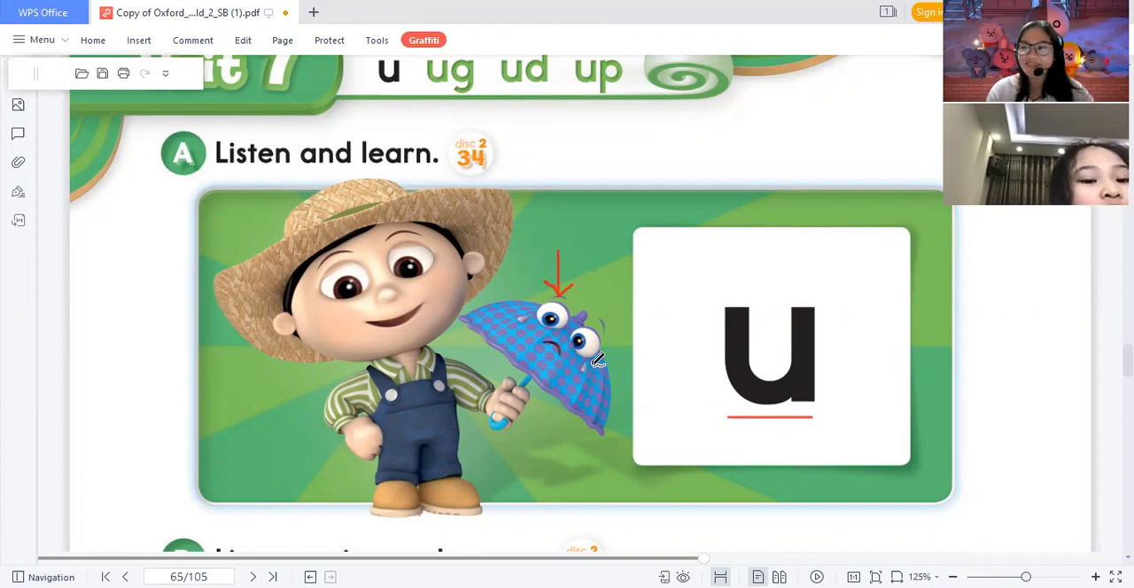It starts with letter U, which has the sound of oo. You use this when it's rainy outside. What is it? It's an umbrella. Yes, don't forget that. Umbrella. You use umbrella when it's rainy, right? Yeah, so it's very important for us to use umbrella when it rains.